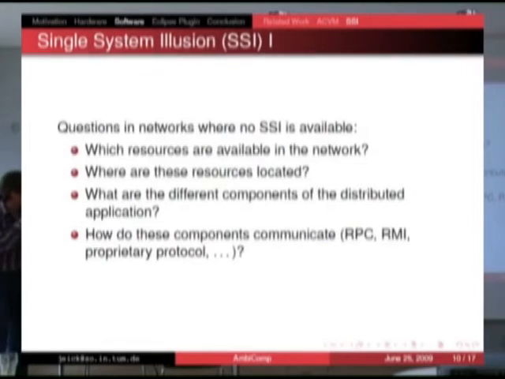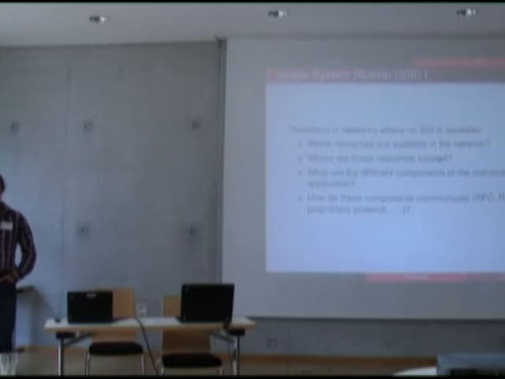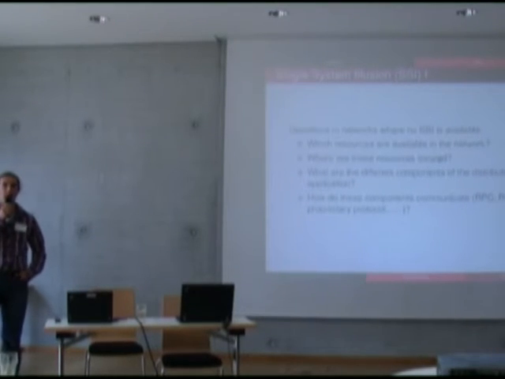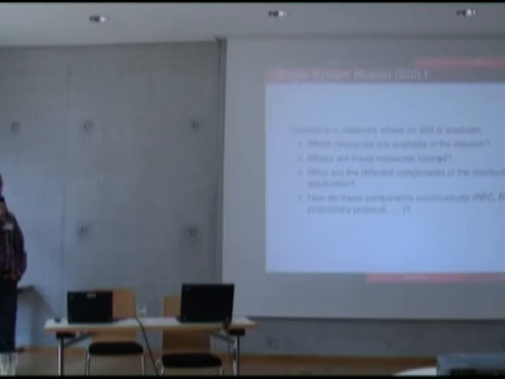Okay, I now want to elaborate a little bit more about the single system illusion and how you can think about what it's like to program a system which is providing a single system illusion. If you don't have a system which is providing a single system illusion, you have to ask yourself the following questions when you're writing applications. The first one is, which resources are available in my network? So I want to use some resources with my applications, some sensors or some actuators, and I have to know where they are located. And I have to know how I can reach them.